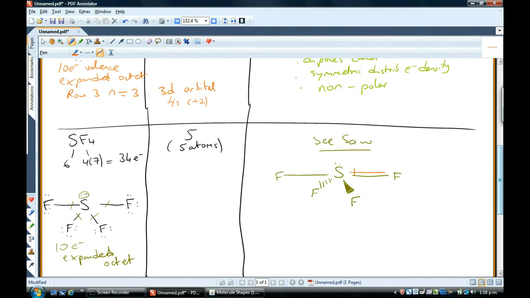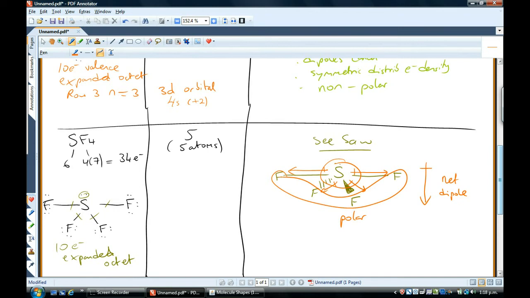Just to talk about the polarity of a seesaw, well, in this case you have all your polar bonds pulling in the same direction. So all pulling in the same direction. You get a net positive charge here, and then your net negative is down here with the fluorine. So you could draw an overall net dipole for the molecule. So the molecule is polar overall. So seesaw molecule is polar.